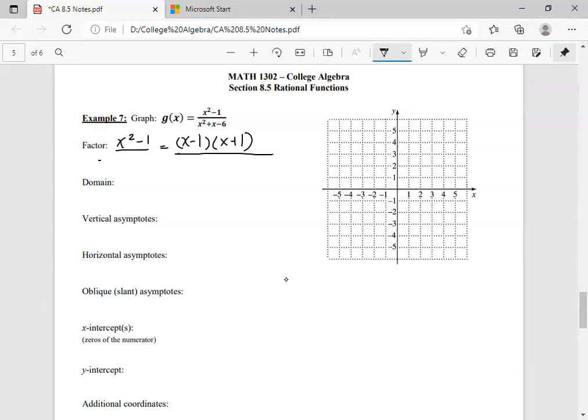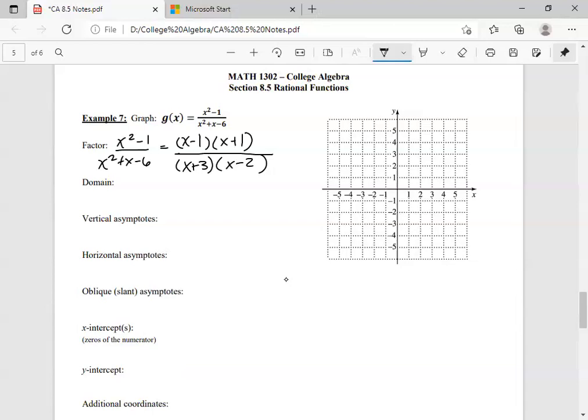On the bottom, same thing, x squared plus x minus 6. If it says to factor it, you should be able to come up with your zeros. So if you type this in the quad program, it would tell you your zeros are -3 and +2. And then you would need to do the opposite of those. Okay, that'll work.